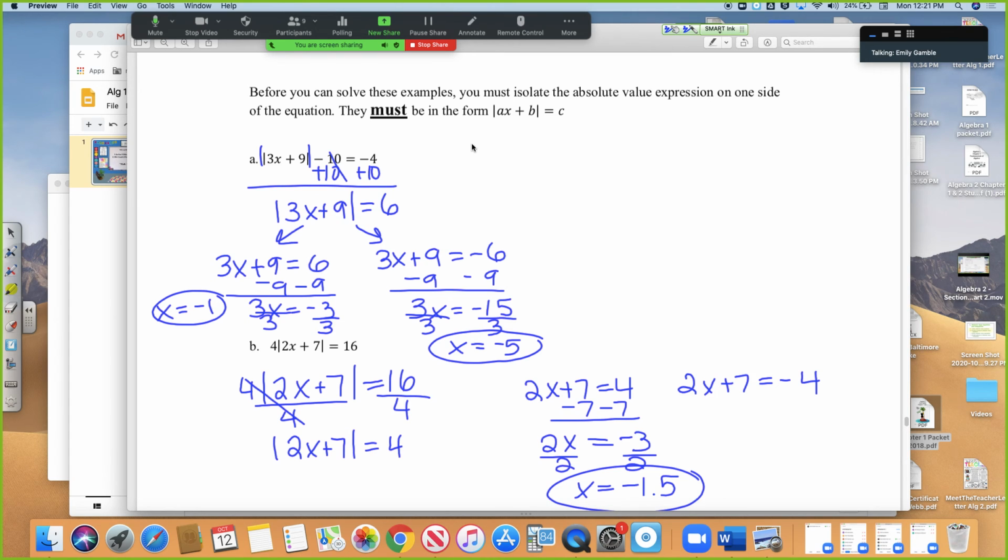Same 2 steps for the next one. We're going to get rid of the plus 7 by minusing 7. I get 2x equals negative 11. And I divide by 2. And negative 11 divided by 2 is going to be negative 5.5. You could also leave it as negative 11 over 2 or negative 5.5 is fine as well.